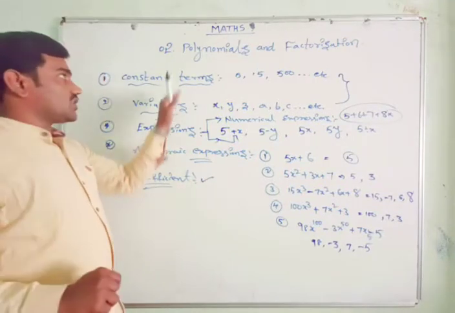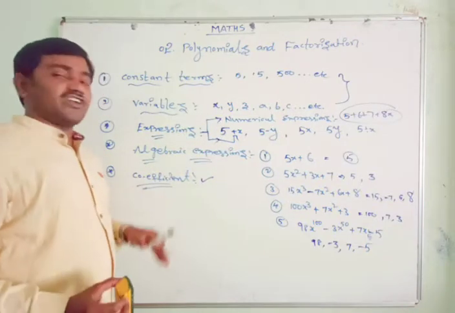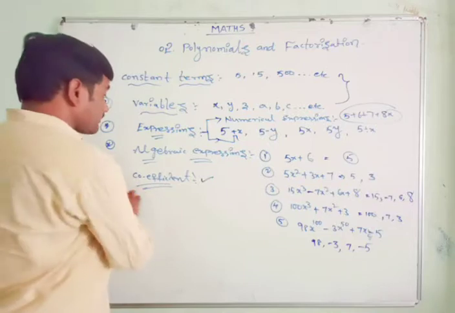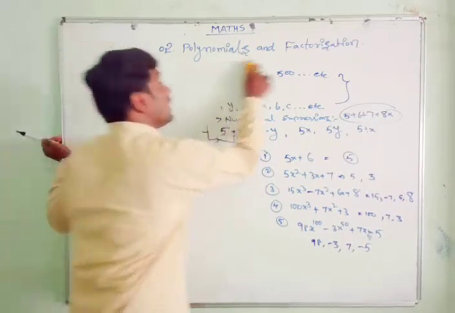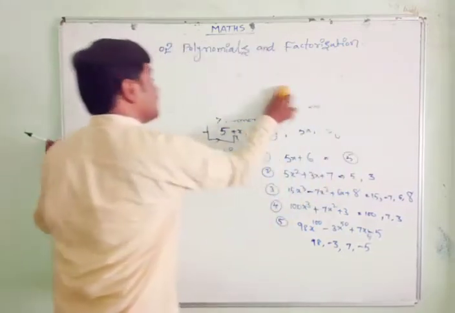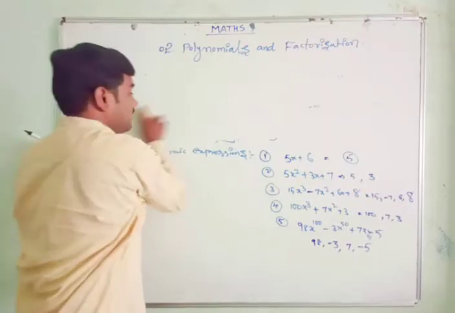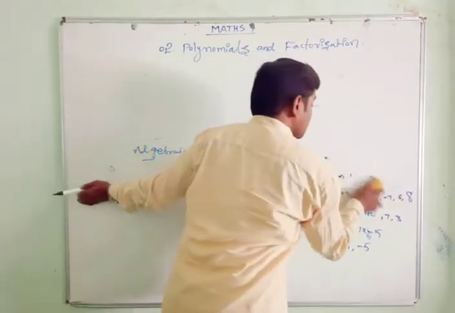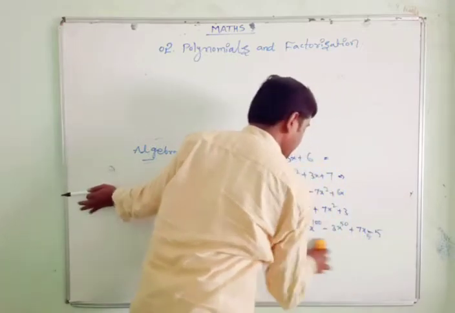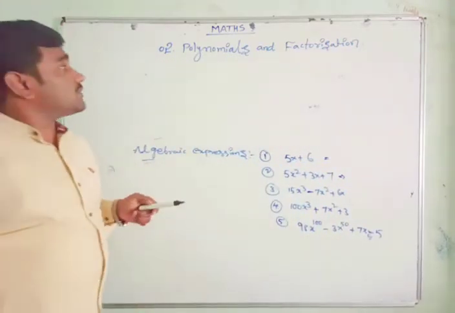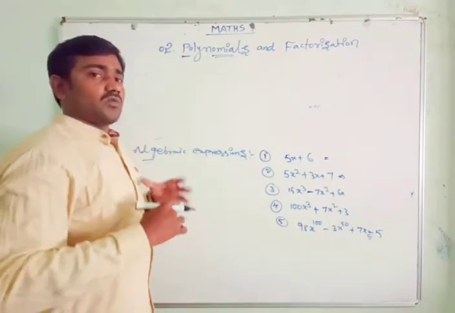Now you have an idea about the constant term, variable, numerical expression, algebraic expression and the meaning of a coefficient. Now let us learn about our chapter, the polynomial. We should know the meaning of polynomial, so this is our chapter name. We must know about these polynomials. So what is the meaning of polynomial?